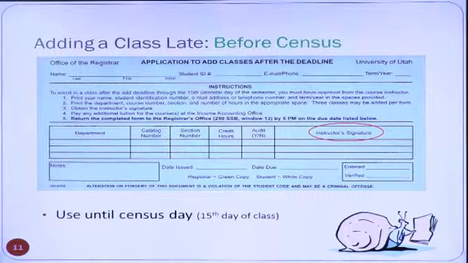So the census deadline is the 15th business day, the 15th day of class. It's a little tricky because you have 14 calendar days to add and then you have 15 business days before we hit census, so you have to keep them straight. But they come and get this from our office, have the instructor sign it, bring it back to our office, and we manually register the student for the course.